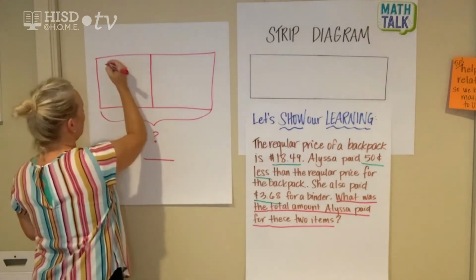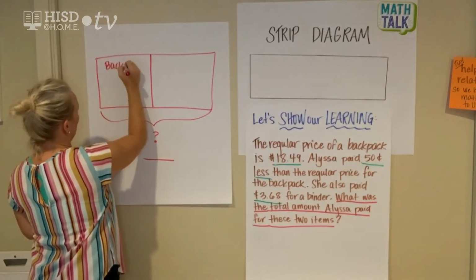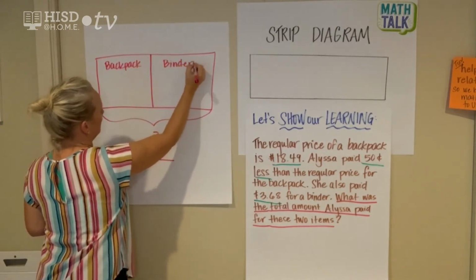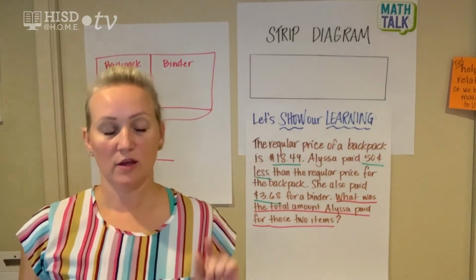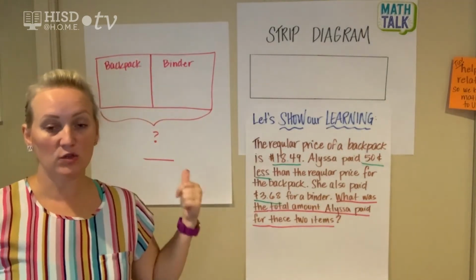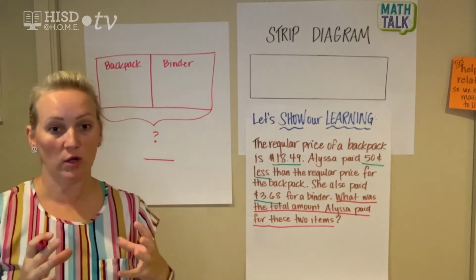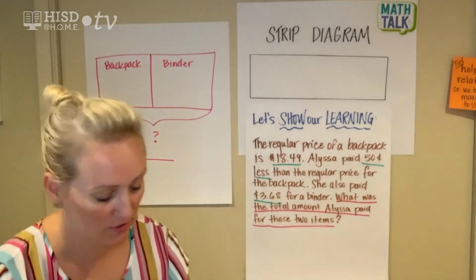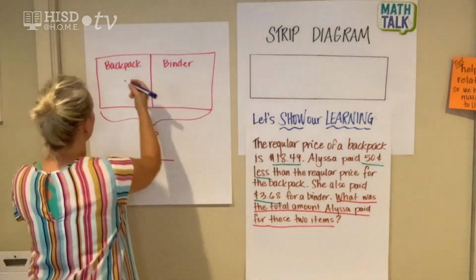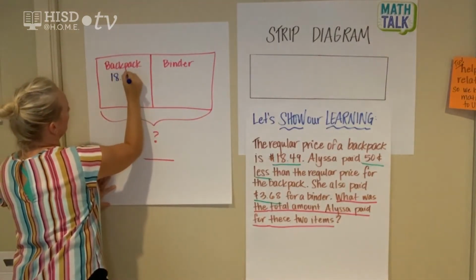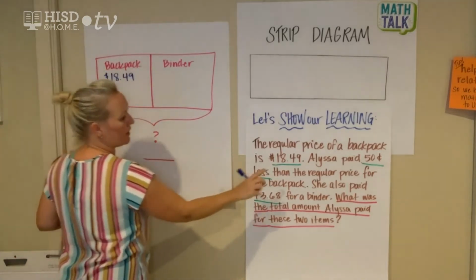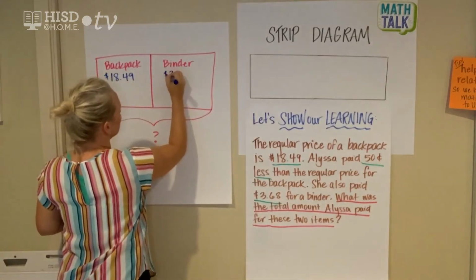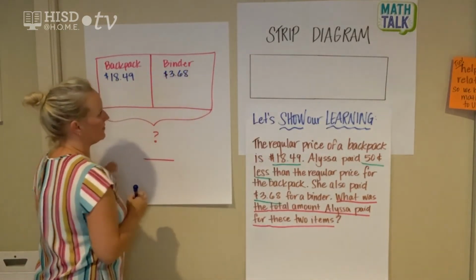So she bought a backpack and a binder. Okay, so she bought a backpack and a binder. So far so good, right? So this helps us say two things bought, one total. We don't know the total, but we know how much she paid for the stuff. So let's look at that. She paid $18.49 for the backpack. And the reason I know that, it's from here. And then she paid $3.68 for the binder.